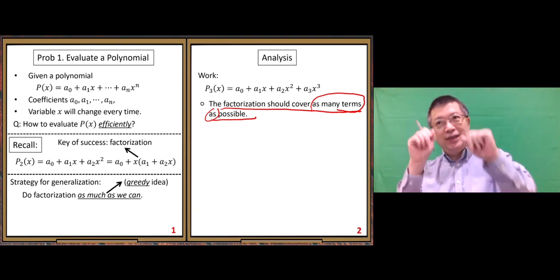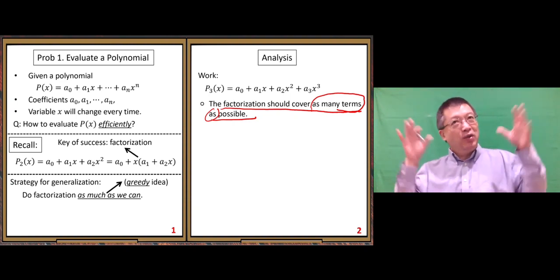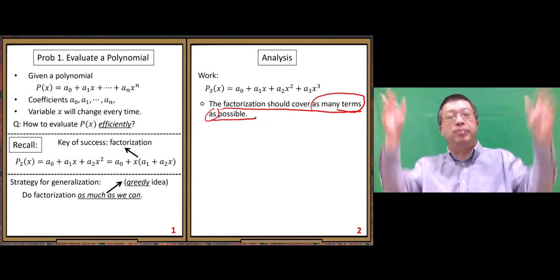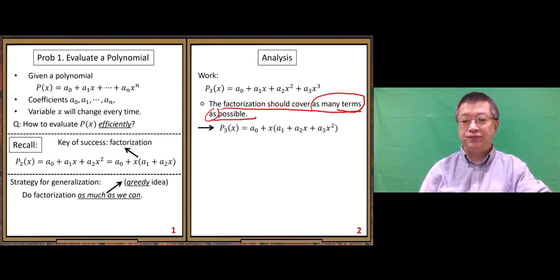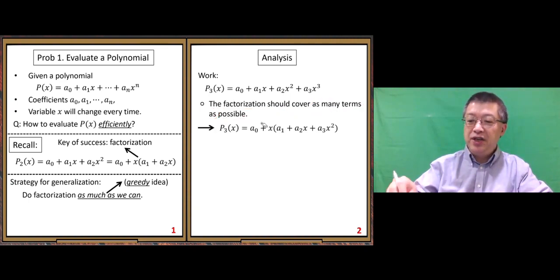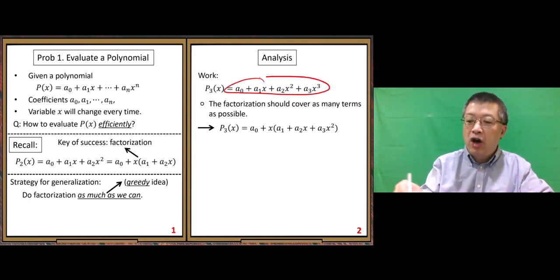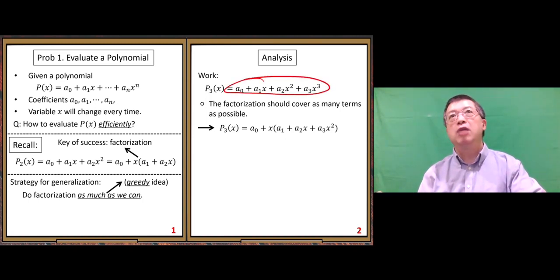Yeah, so let's do it. When we do factorization, we try to cover as many terms as possible. Right? So let's do it. Here, you can see, definitely our factorization cannot cover all 4 terms, right? Because these 4 terms do not have any common factor. So it cannot cover all the terms.